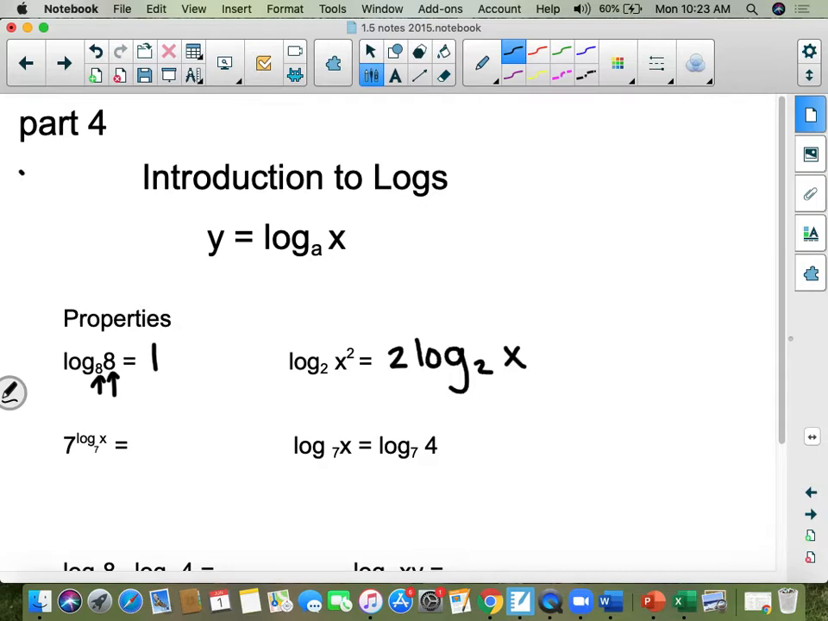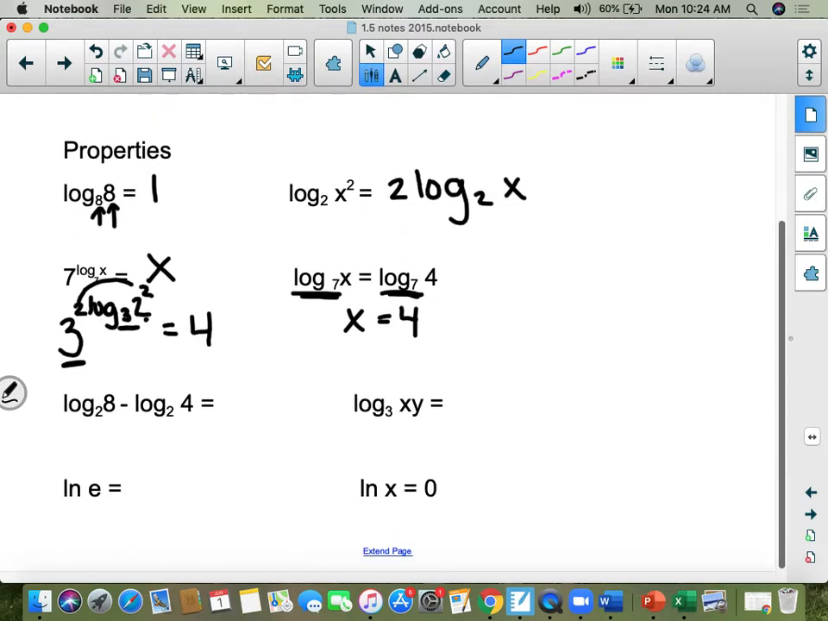7 raised to the log of base 7 of x is equal to x. I'm going to do another one. 3 raised to 2 log of base 3 of 2. Remember, if this is the same as this, it would equal that, but that 2 can also go up here, which is equal to 4. So remember that law. If these are the same on both sides, then you can say x equals 4.